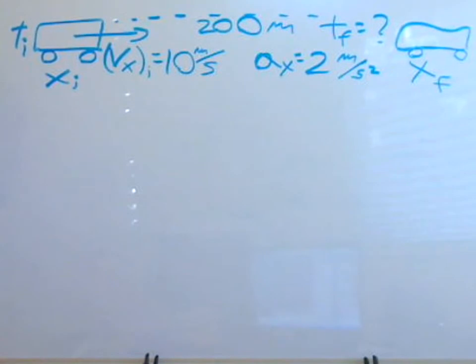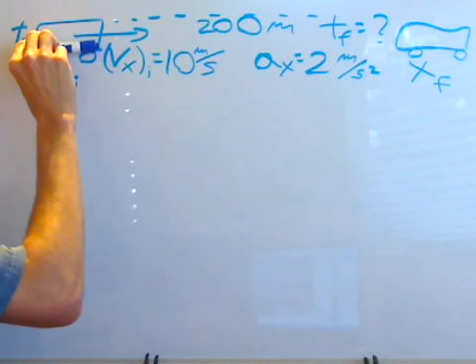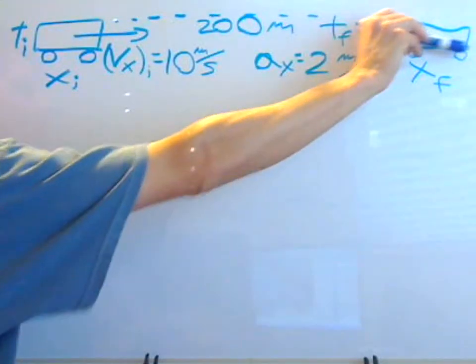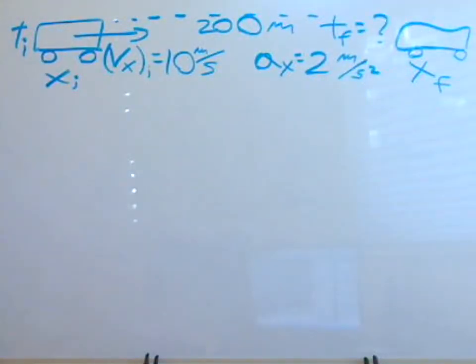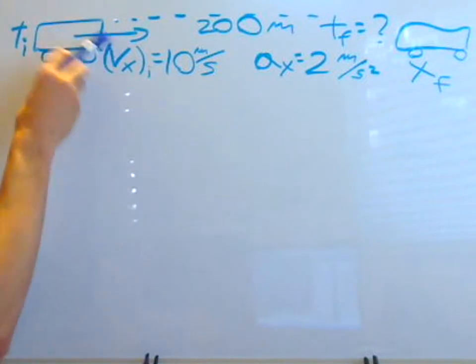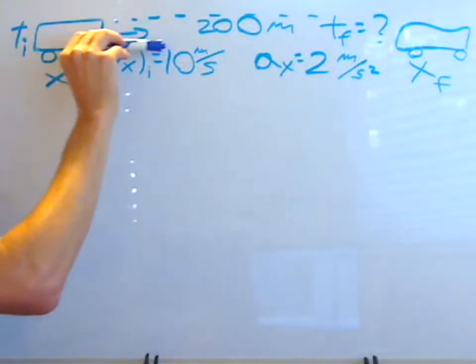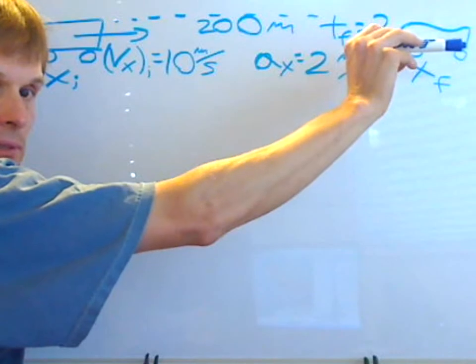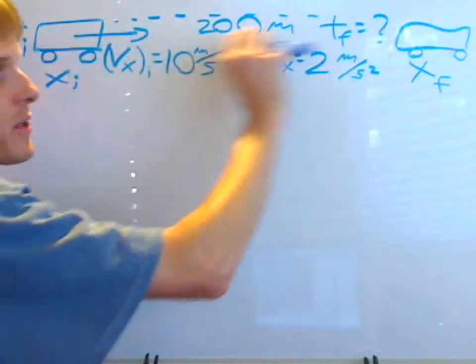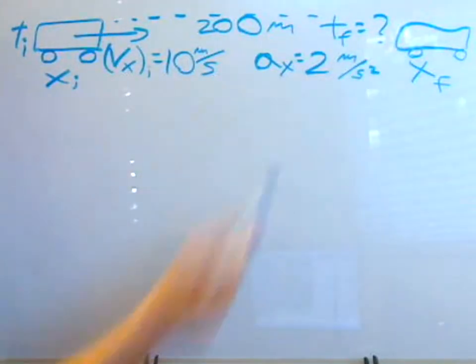Okay? So what we're asked to find in this problem is how long does it take the car to get to the end of that ramp? So we have some initial speed. That car accelerates up the ramp. And we want to know how long it took the car to get to the end of that 200-meter ramp.